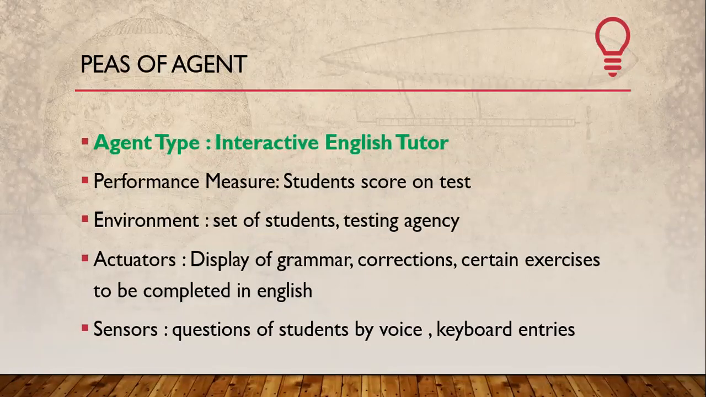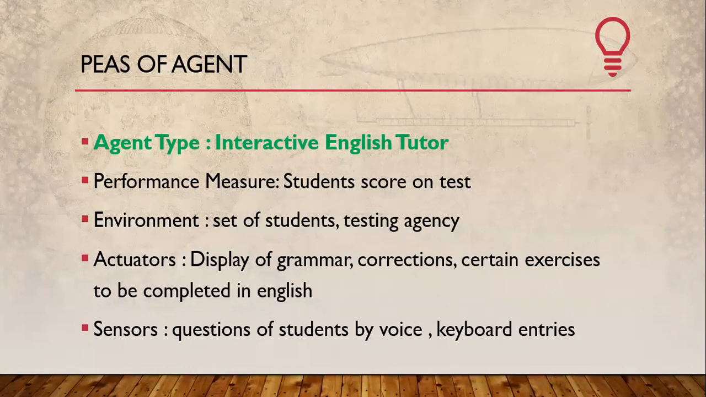Interactive English tutor. Again, a famous agent type. This is one example of an English tutor. Of course, there could be multiple interactive tutors with respect to certain things, but this is very famous because this is a requirement which exists at times at a global level also. Now, what will be the performance measure? Over here, the performance measure could be the student score.